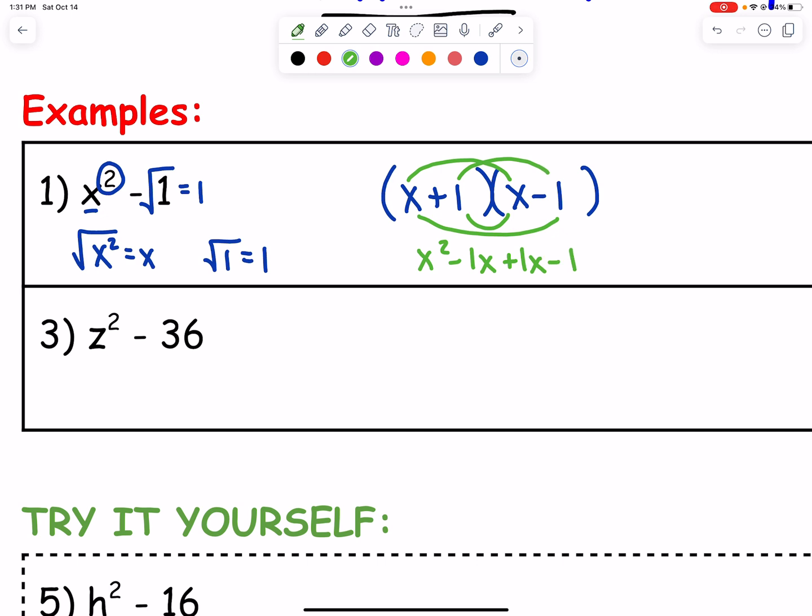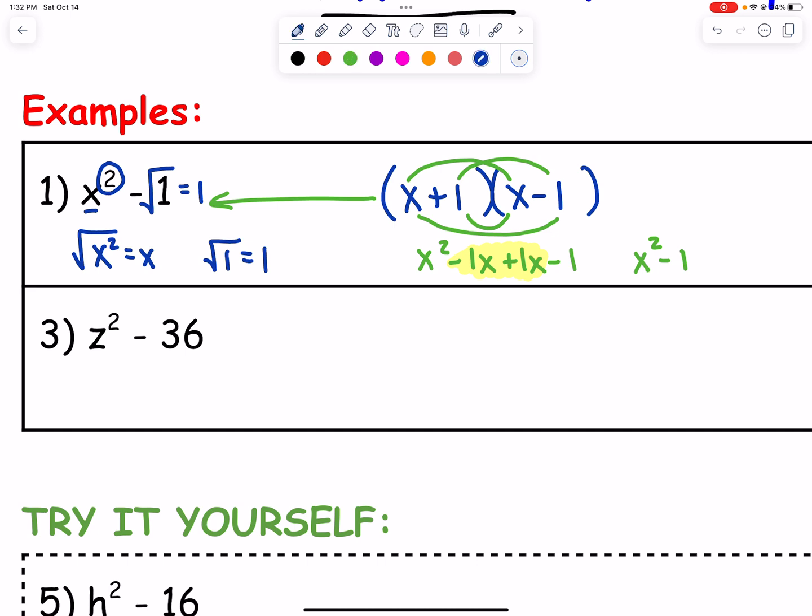But notice the two terms in the middle here are going to cancel each other out because you have a negative and a positive 1x, and they will cancel out or add up to 0. And then you end up with x squared minus 1, which in factoring, we always want to be able to multiply back together and get what we started with.